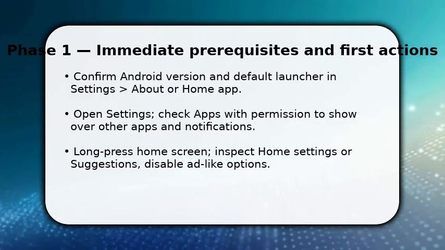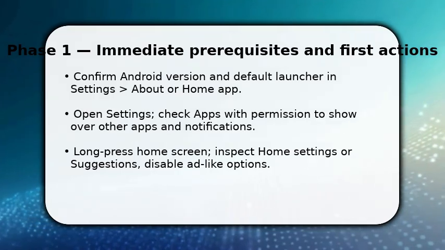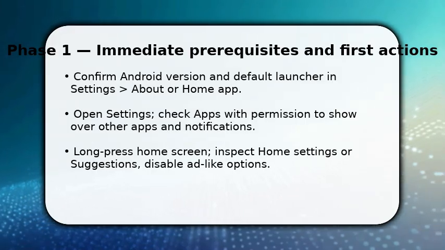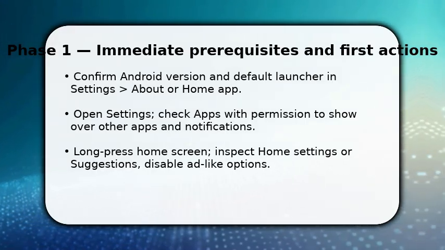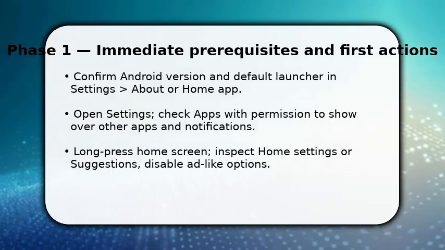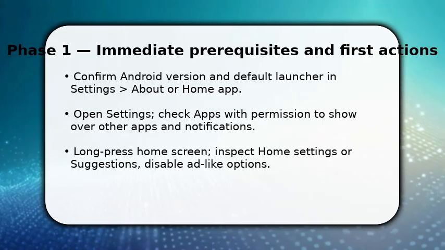Enjoy the video. You start by confirming your Android version and which launcher is active, because different launchers expose different ad controls. Once done, open Settings and go to Apps, then review permissions. Focus on Draw over other apps and notification access.